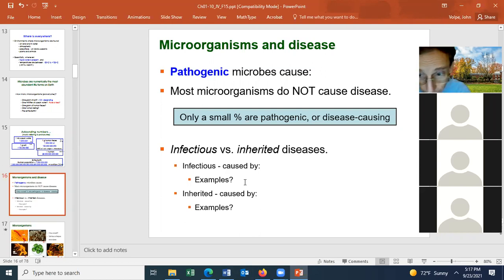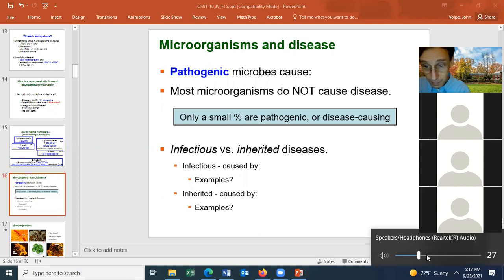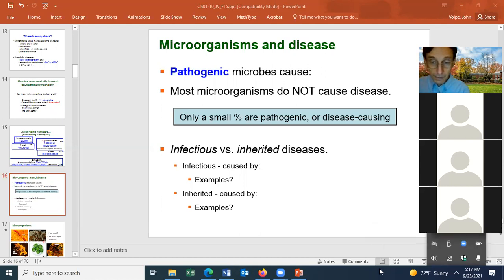I didn't hear you. Somebody gave an answer, but I didn't hear it. Can you get a little closer to your computer and repeat that? Well, can somebody else give an inherited disease? Let me turn my speaker up. Hemophiliac disease. Yes, hemophilia.